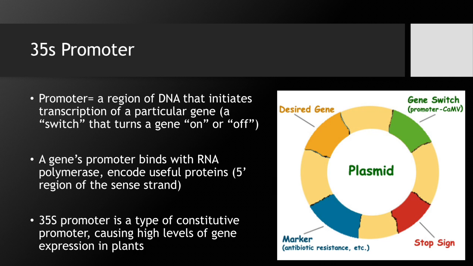A promoter is the region of DNA that initiates transcription of a particular gene, which is a switch that turns a gene on or off. The gene's promoter binds with RNA polymerase, and they encode for useful proteins. Usually it is located at the 5' region of the sense strand of DNA. The 35S promoter is a type of constitutive promoter, causing high levels of gene expression in plants. As you can see, the 35S promoter is located on the plasmid.